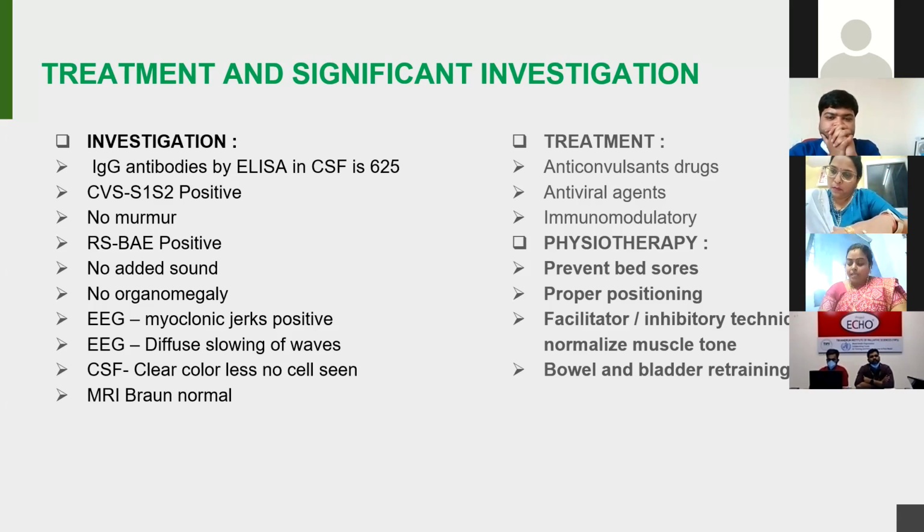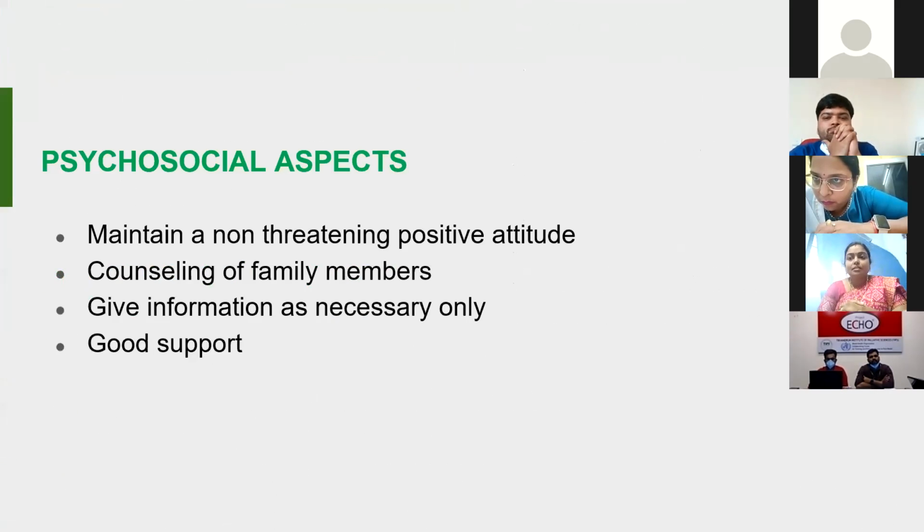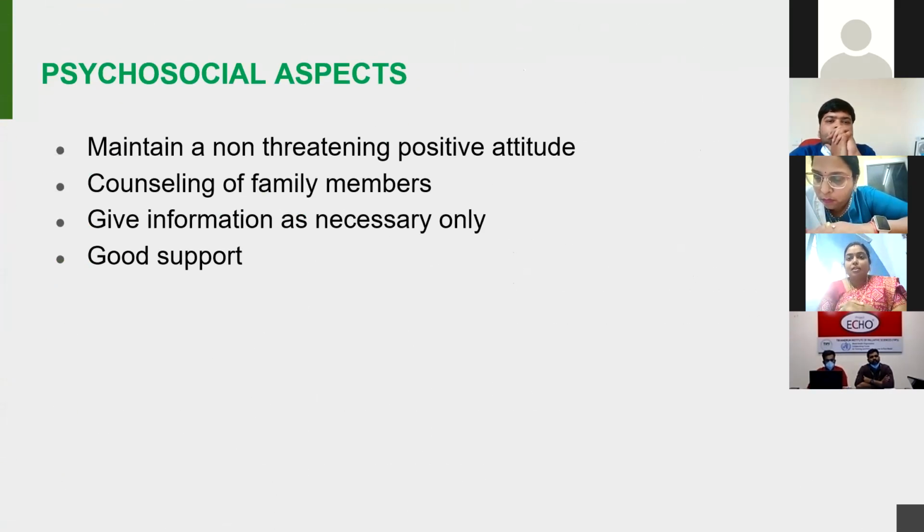Next, the bowel and bladder movement. Bladder training can be given following a fixed voiding schedule. Bowel training requires a fixed schedule, by making the child sit in a squatting position. Psychological aspect: maintain a non-threatening, positive attitude, counseling of the family members, give information only as necessary, and good support.